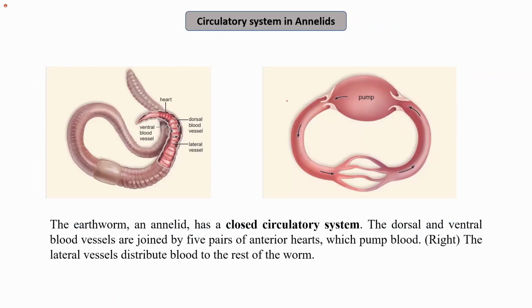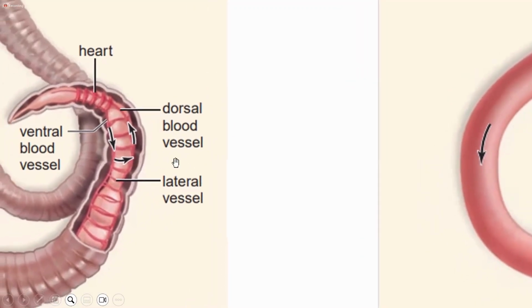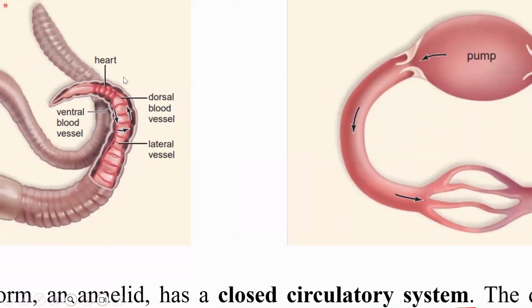So this circulatory system has been shown for the earthworm, and the earthworm, which is an annelid, has a closed circulatory system. The dorsal and ventral blood vessels are joined by 5 pairs of anterior hearts. So you can see here, if I zoom this image, if this is the heart, they have 5 pairs, 1, 2, 3, 4, and 5. And the dorsal and ventral blood vessels move into this heart, which is not 5 chambers, but actually is made up of 5 thick blood vessels, resulting in the heart-like structure that pumps the blood.